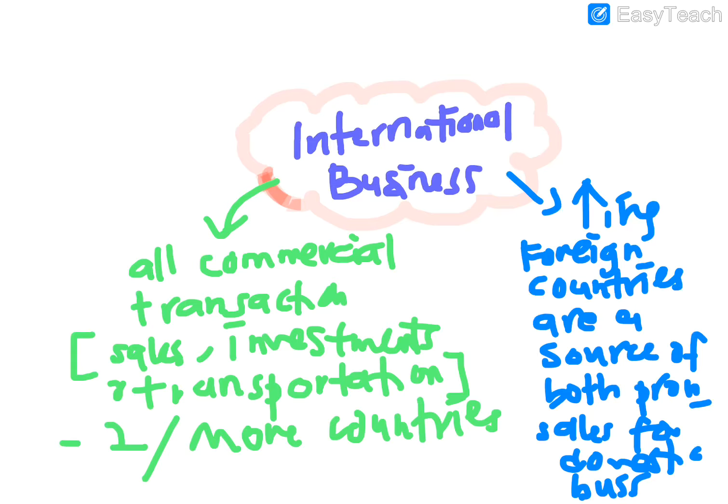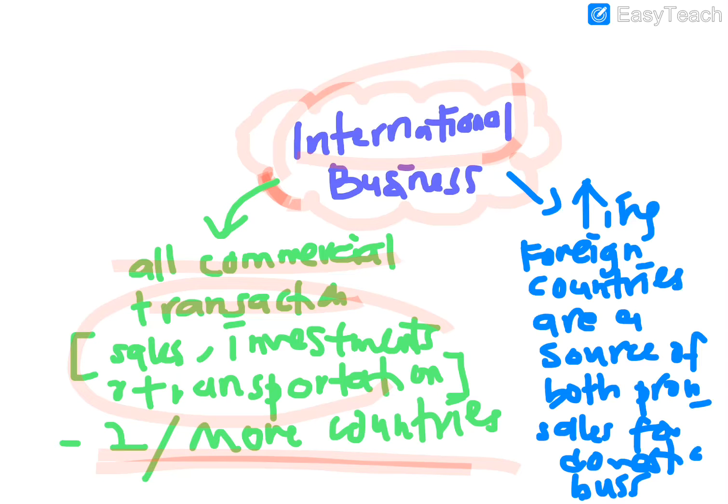Now let's start with the definition of international business. International business refers to all commercial transactions, including sales, investment, and transportation, that take place within two or more countries. That's why we call it international, because it involves two or more countries. In other words, foreign countries are increasingly sources of both production and sales for domestic companies. That's the definition of international business.